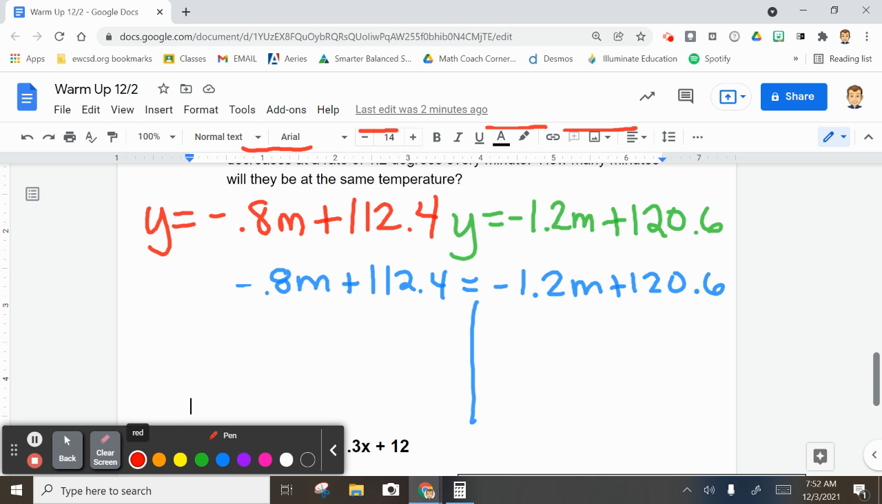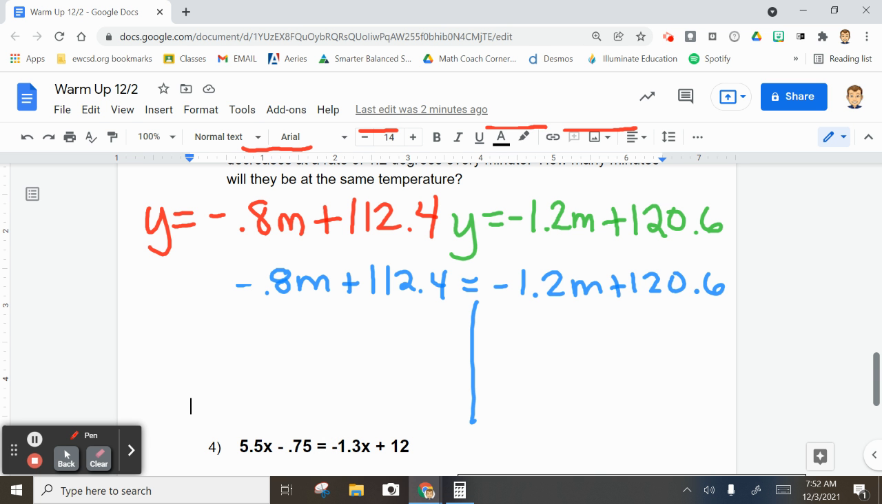Now what's your first step? This is where people are going to get confused here. You have to add. You have to add. So you're going to go ahead and go here, plus 1.2 m. To get this over to this side, you have to add it, right? Because it's the opposite. This is negative. So to clear this, to get rid of it, you have to add 1.2 to both sides, okay? Use your calculator here. You're going to get 0.4 m.